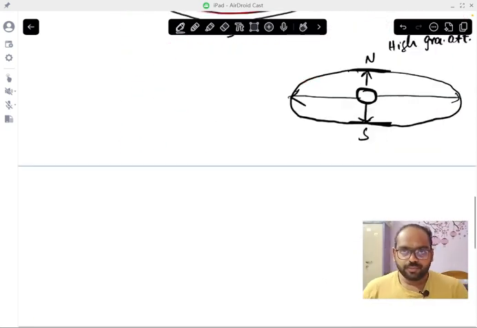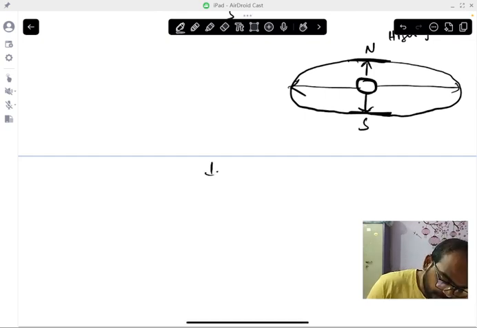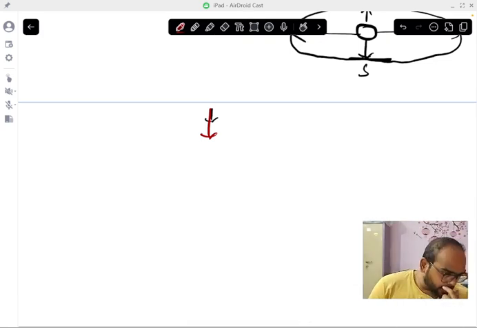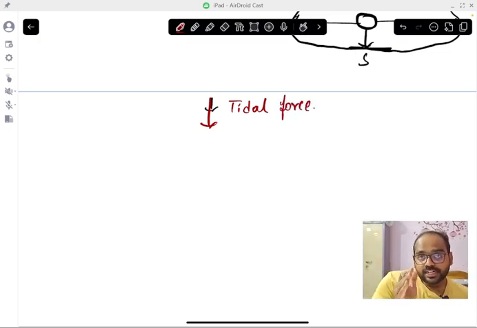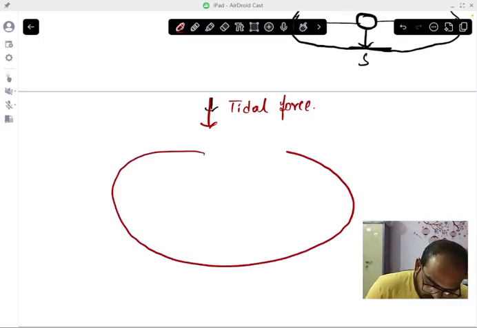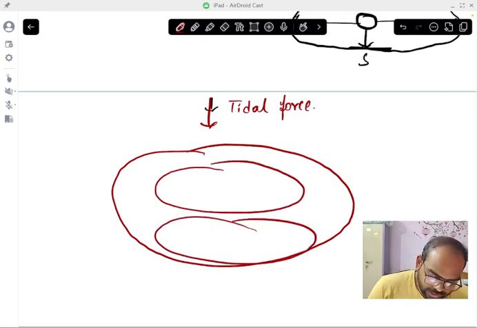Okay, after this, what happened? After the division of Pangaea into Laurasia and Gondwana, Alfred Wegener came with another force called tidal force. Due to tidal force, the continents started drifting westwards. Laurasia and Gondwana, due to tidal force, started drifting westward.